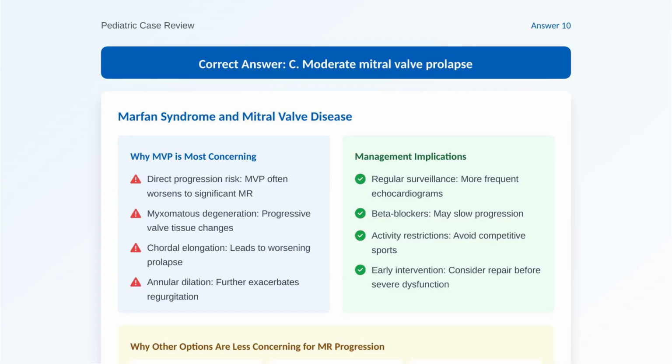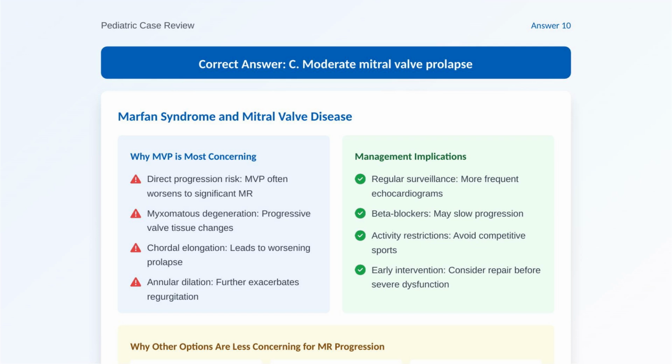In patients with Marfan syndrome, moderate mitral valve prolapse is the finding of most concern for rapid progression of mitral regurgitation. Marfan syndrome is a connective tissue disorder caused by mutations in the FBN1 gene, which encodes fibrillin 1. This genetic abnormality leads to progressive myxomatous degeneration of the mitral valve tissue, resulting in thickened, redundant leaflets that are prone to prolapse. The presence of moderate mitral valve prolapse indicates significant structural valve abnormality that is likely to worsen over time due to ongoing connective tissue abnormalities.